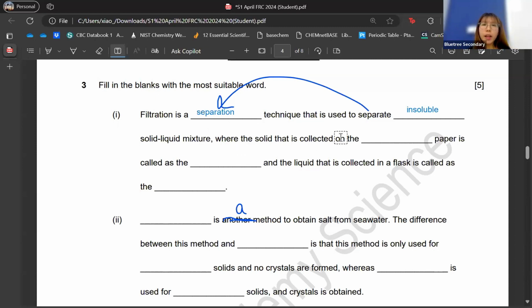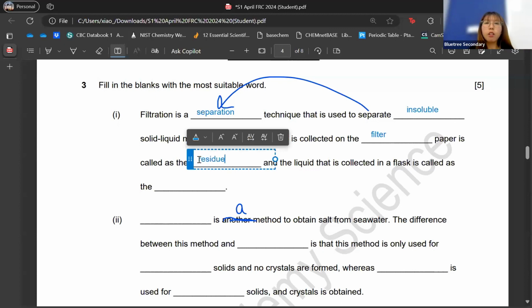So the next blank would be the solid will be collected on what we call the filter paper. There's no other word except filter. Filter paper is the paper that we use in filtration, and the general term to represent any solid that is collected on the filter paper is called residue. Same thing, there's no other answer for this blank. So you cannot write insoluble solid, you cannot come up with any word that is close to residue. Residue is the only acceptable answer.